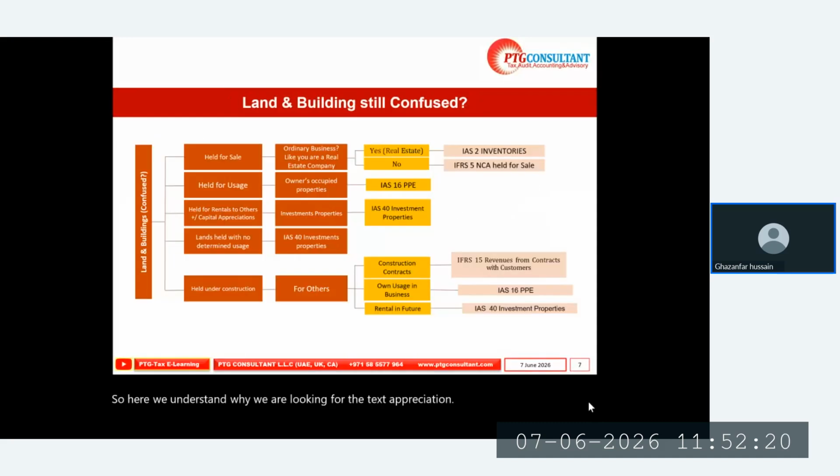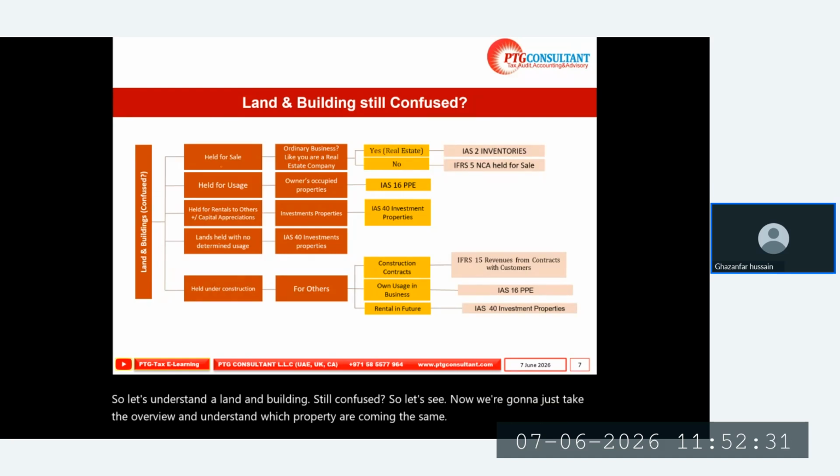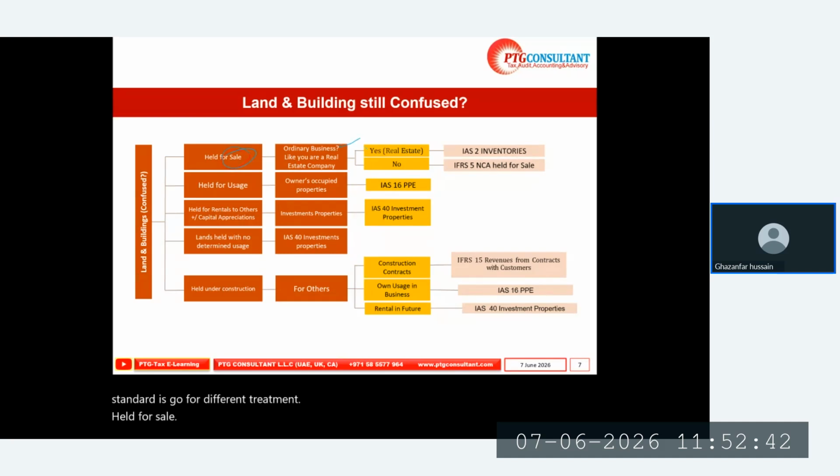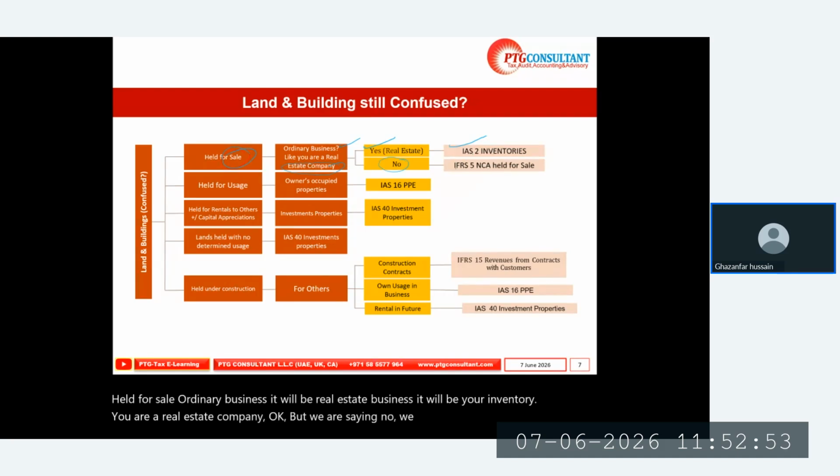So let's understand land and building, if still confused. Now we're just going to take the overview and understand which properties are coming. The same land and building, held for sale, because, as I earlier mentioned, different accounting standards go for different treatment. Held for sale in the ordinary business, a real estate business, it will be your inventory, like you are a real estate company. But if we are saying no, we are not a real estate company, then any asset may be IFRS 5 non-current asset held for sale.